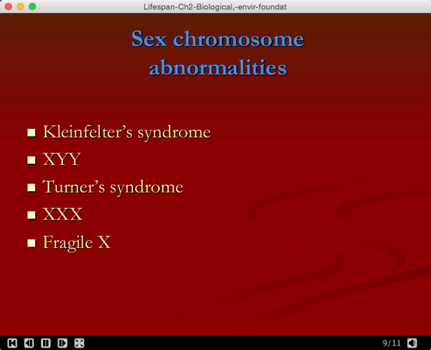Sex chromosome abnormalities refer to problems with number 23 pair of chromosomes. 1 out of 400 babies are born with sex chromosome number 23 anomalies. XXY is Klinefelter's syndrome. There are 2 X's and 1 Y. The child is a boy.